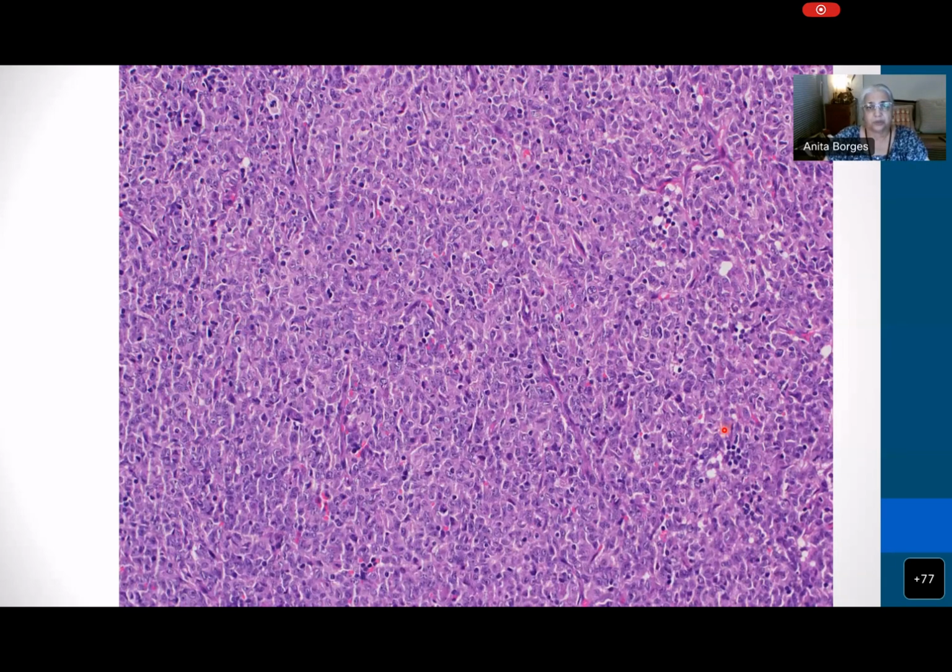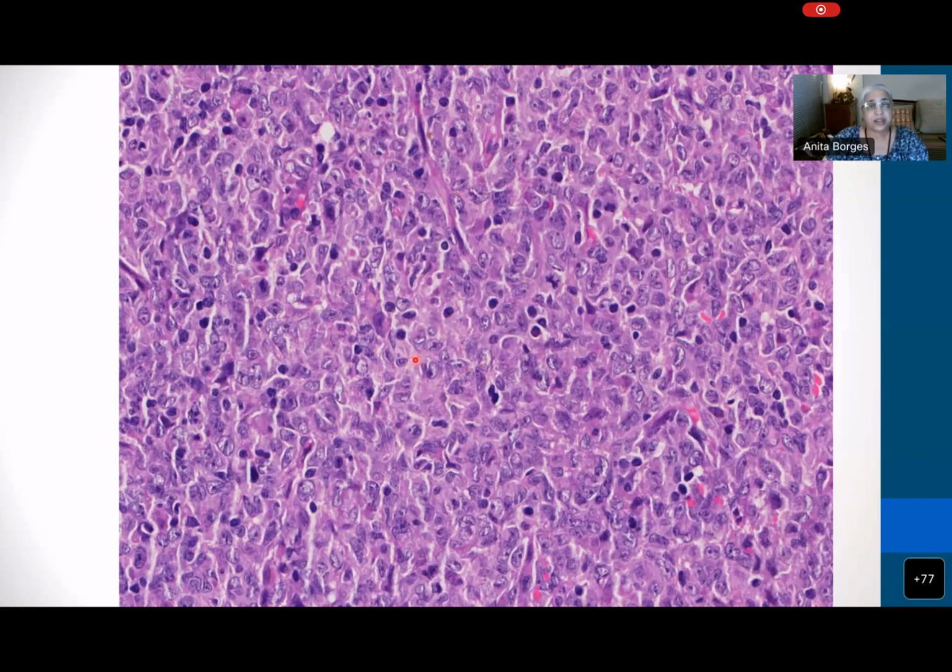But you go to a higher power and you notice once again these very crinkly, cleaved, grooved nuclei. This is such a typical nucleus of a tumor that is derived from histiocytes. But like I said, you have to be very careful to see how much cytoplasm there is, because our commonly seen centrocytes have this kind of nucleus.